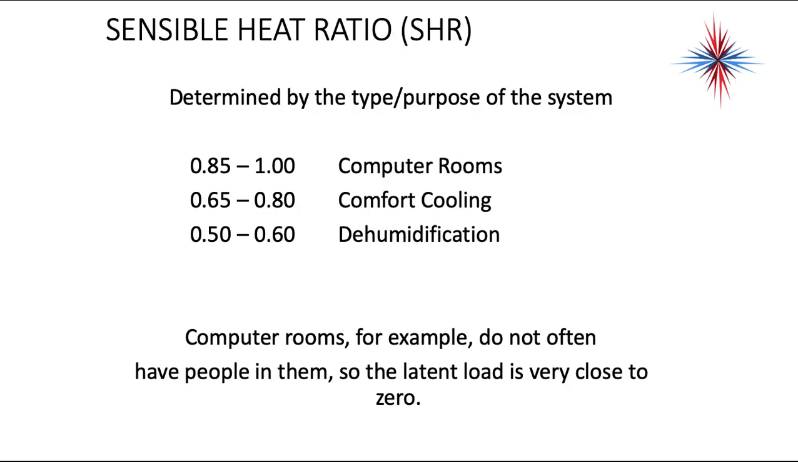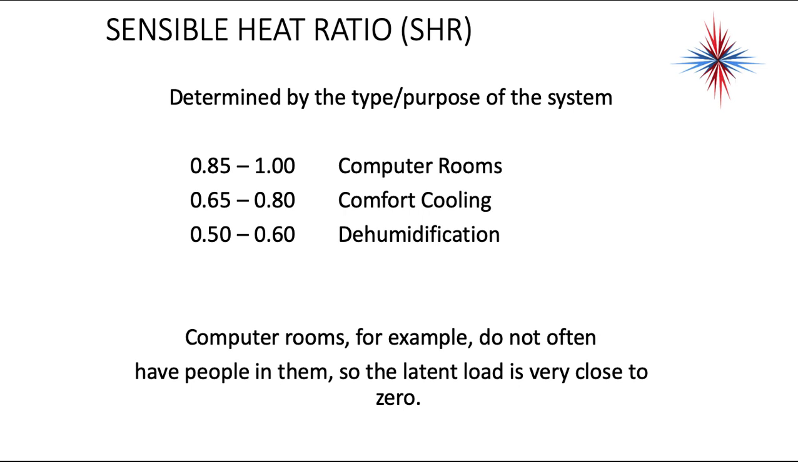Now, as we talk about this, there's a rule of thumb for sensible heat ratios. Anything between 0.85 and 1.0 is computer rooms. Computer rooms, for example, do not have people in them that often, so the latent heat load is very close to zero. People give off moisture as a part of respiration. Electronics do not give off moisture, so it's a very dry environment. So very little of that load is latent heat.